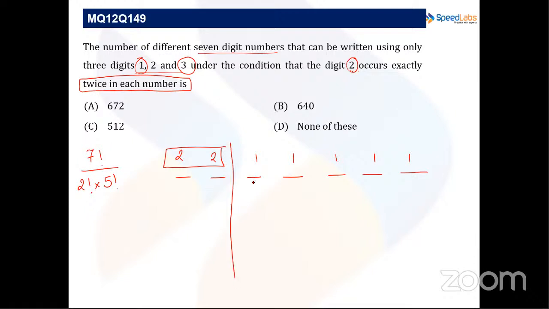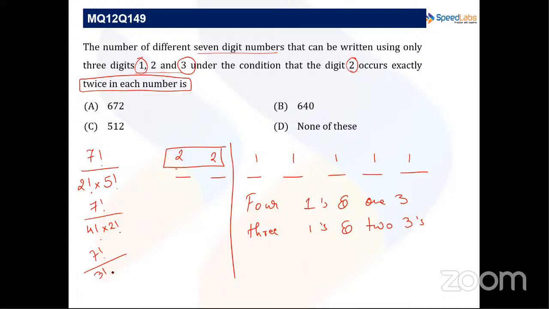Secondly, 2 we are fixed. Now for the rest places, we can put 4 ones and 1 three. So that will be 7 factorial upon 4 factorial into 2 factorial. 2 factorial is for the 2s. Then again, 3 ones and 2 threes. So that will be 7 factorial upon 3 factorial into 2 factorial into 2 factorial. Then 2 ones and 3 threes.